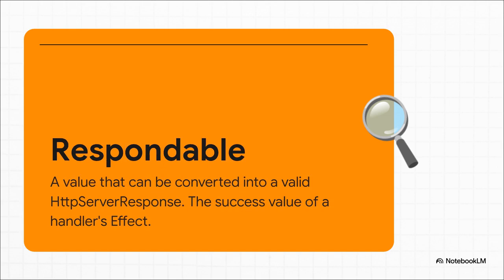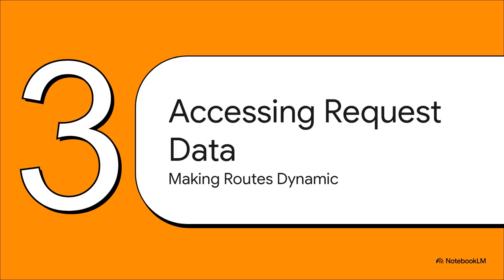And check this out. What does your handler effect actually have to return? It just needs to be something respondable. This is such a clever idea. It means you can forget about manually building HTTP responses. Seriously, just return a plain old JavaScript object, and Effect is smart enough to turn it into JSON, set the right content type header, and everything. Or return a string, and it becomes text/plain. It just handles it for you. It's brilliant.